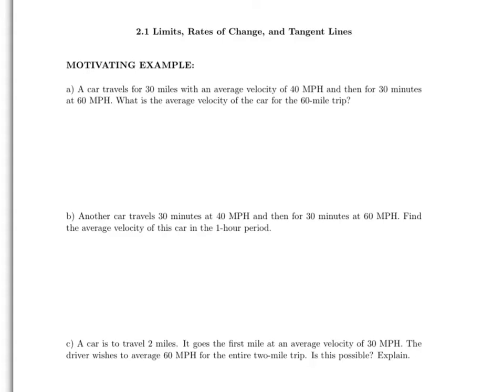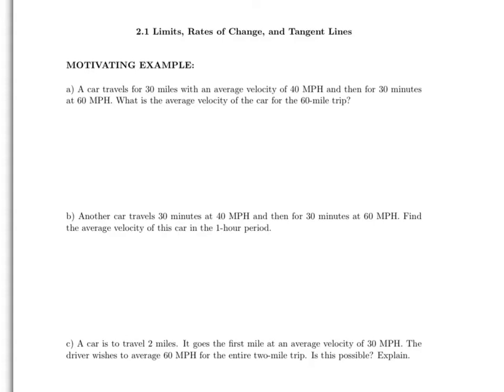So in the first one, it travels 30 miles per hour, with an average velocity of 40 miles per hour, and then 30 minutes at 60 miles per hour. And it wants to know what's the average velocity of the car for the 60-mile trip. The next question talks about another car that travels 30 minutes at 40 miles per hour and then 30 minutes at 60 miles per hour. And it wants to find the average velocity of this car in the 1 hour period.